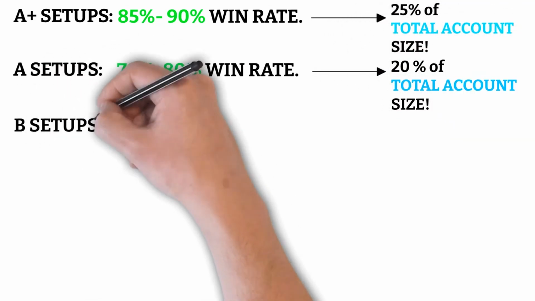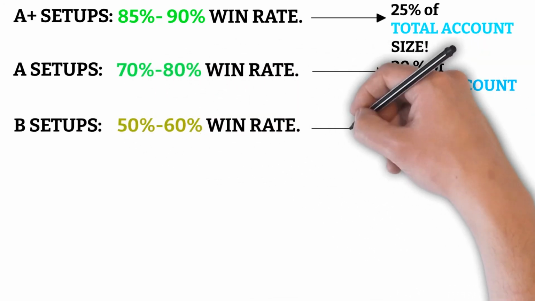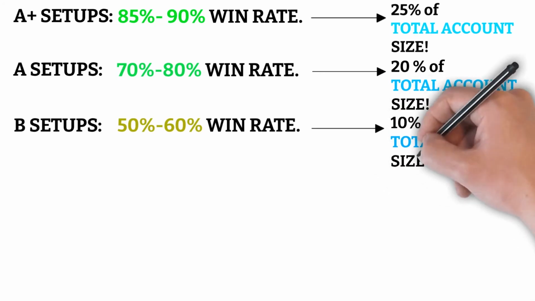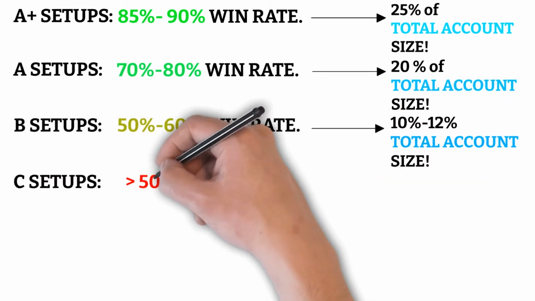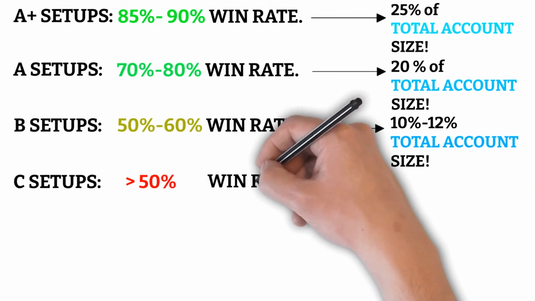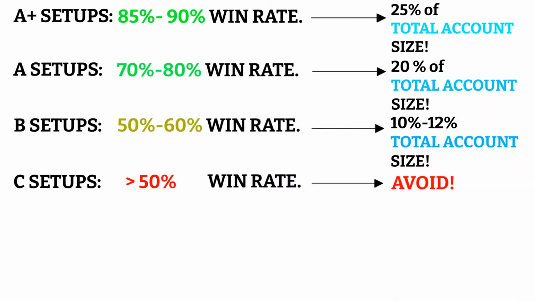On B setups, I'll only put about 10 to 12% of my portfolio. These are setups that I've maybe win 50% of the time to 60% of the time. And finally, on C setups, I'll only allocate 1 to 5% of my entire portfolio, or honestly, I might just avoid the trade altogether because C setups really aren't that great and they don't have a high win percentage, so really there's no point to trade it at all.